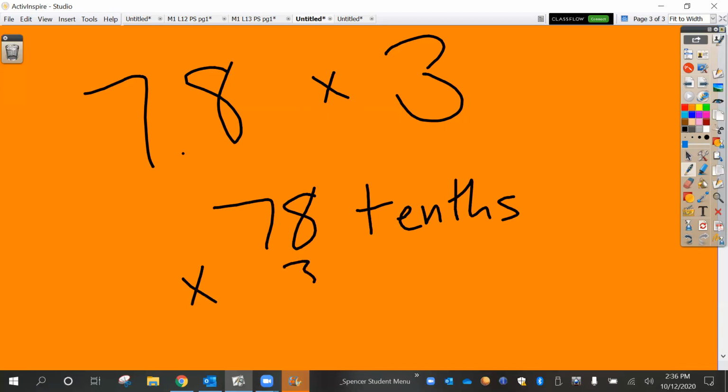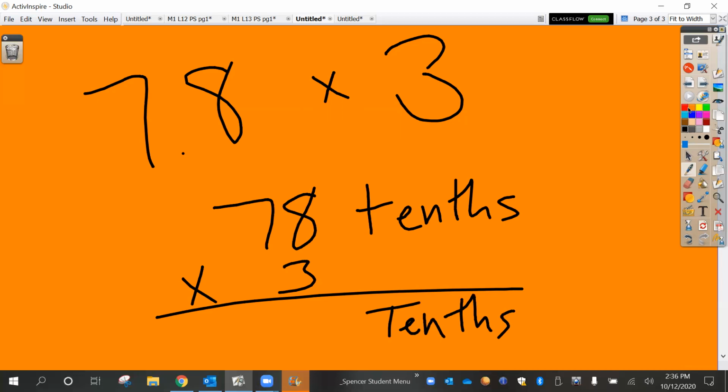And we're going to multiply that by 3. So remember, our units come down. So I was trying to change my highlighter. We do 3 times 8, which is 24. So I regroup. Well, 3 times 7, right, will be 21 plus 2 more is 23. So this answer should be 23 and 4/10.